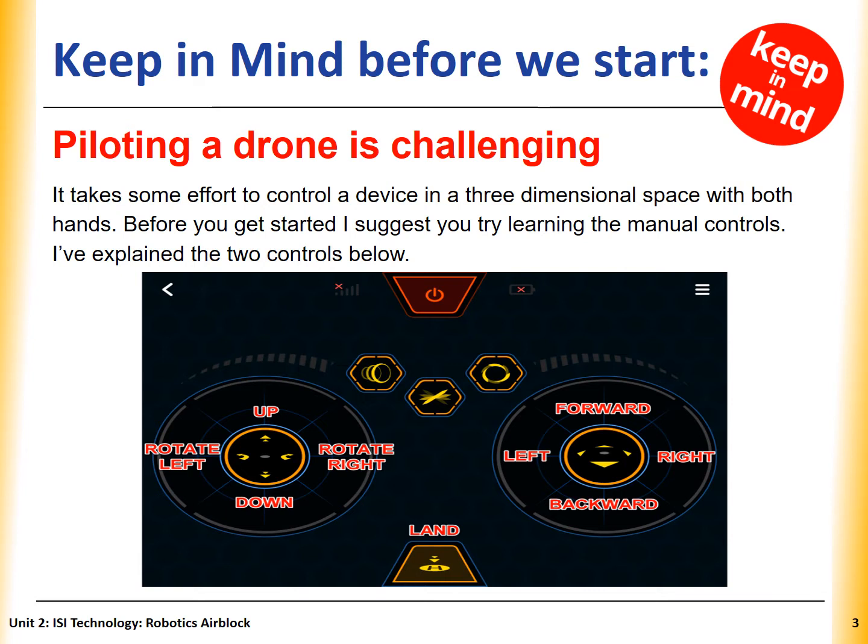We have the left control over here, and we have the right control over here. This one, if we push the up arrow, it will go up, down, it will rotate right, and here it will rotate left. The other pedal, this will move the drone forward, this one backwards, this one right, this one left. This button will make the Airblock land on the ground. And of course, all of you know that this is the power button.